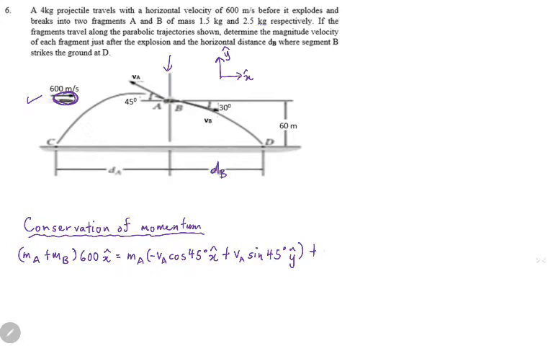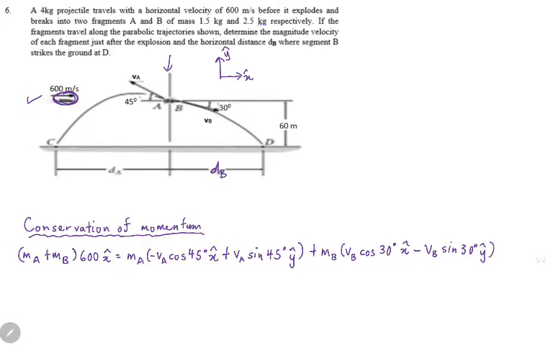The same goes with the fragment of mB. We do the same. So mB has a positive x direction, and this is going to be VB cos 30 degrees in the x direction. Plus, I'll just immediately write negative here, minus VB sine 30 degrees in the y direction.